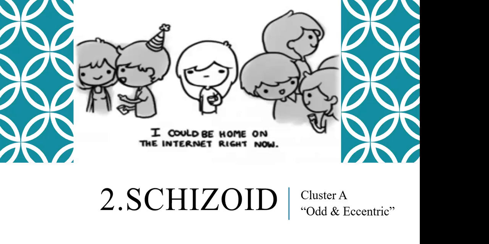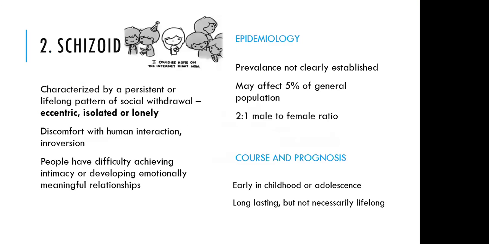Okay, next we go to the schizoid. Schizoid personality disorder is characterized by a lifelong pattern of social withdrawal. The patients are often seen as eccentric, odd, isolated, and lonely, and they are uncomfortable with human interaction. So they will have difficulty achieving intimacy or developing emotionally meaningful relationships.